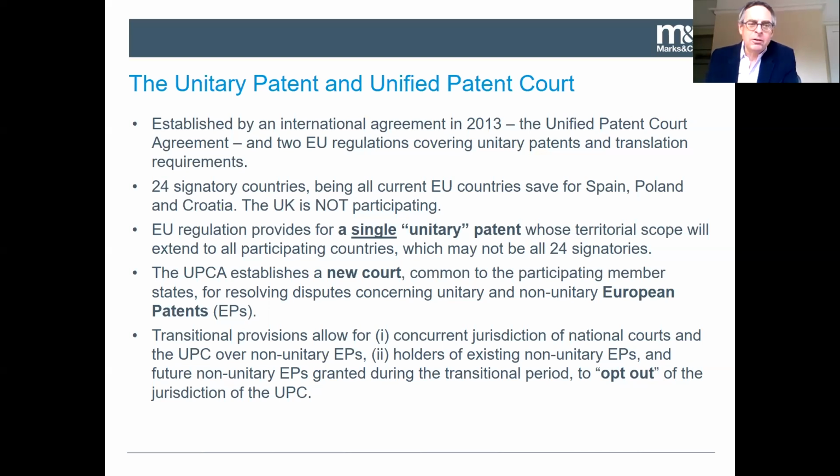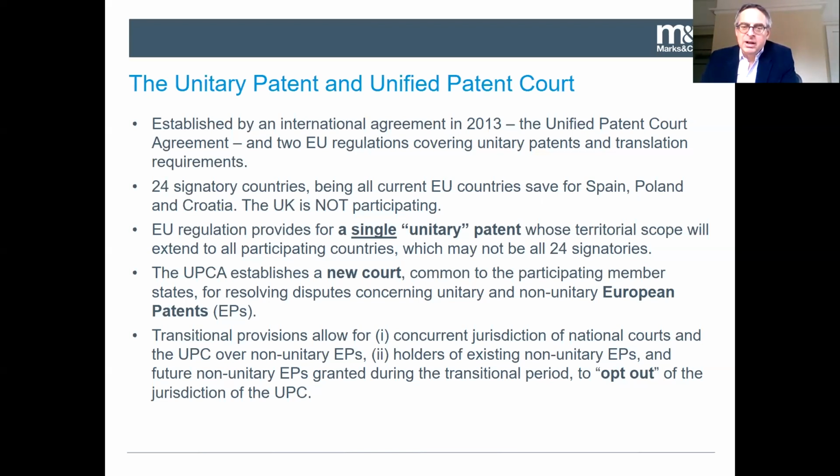Who is part of the system? Well, originally the UK was part of the system. The UK is not now. That's a consequence of the UK leaving the European Union. This leaves 24 signatory countries. They are all EU countries, and in fact, it means all of the existing EU countries, but not Spain and not Poland and not Croatia, all for different reasons.